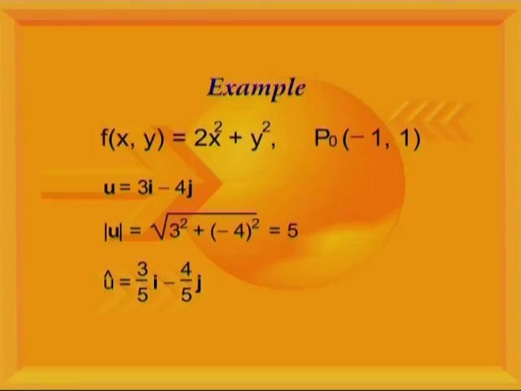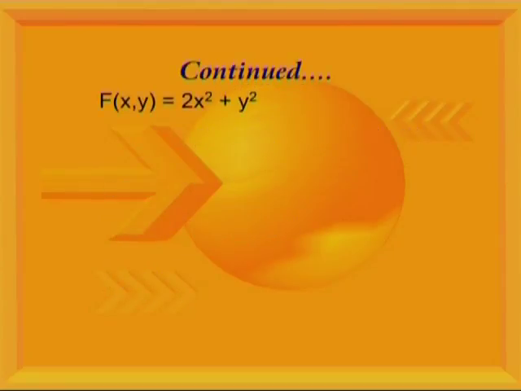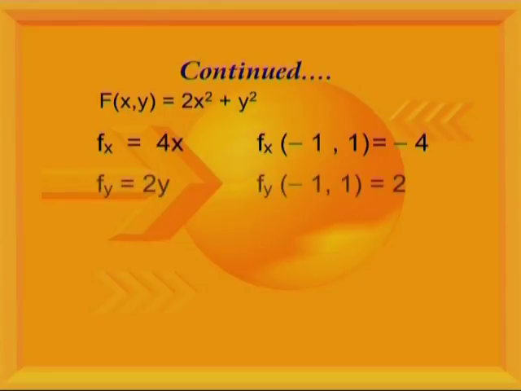To find the unit vector along this direction, we find the magnitude of u, which is equal to 5. So the unit vector along the vector u is 3 over 5 i minus 4 over 5 j. Fx, the partial derivative of the function with respect to x, is equal to 4x, and its value at the point -1, 1 is -4. Fy, the partial derivative of the function with respect to y, is 2y, and its value at the point -1, 1 is equal to 2.